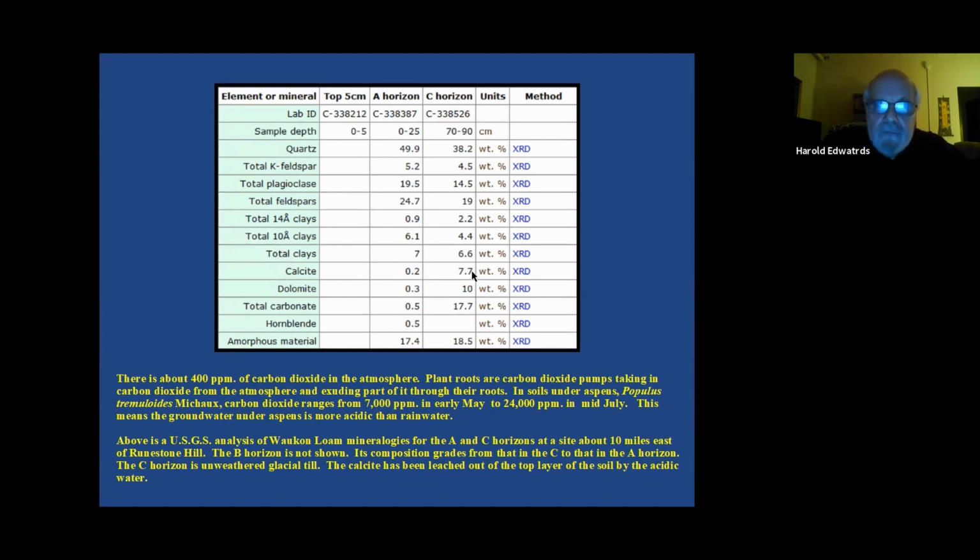Originally, there was about 8% calcite, and that's leached down by this percolating rainwater that's been charged with excess carbon dioxide by the plant roots. It's been leached down to less than 1%.